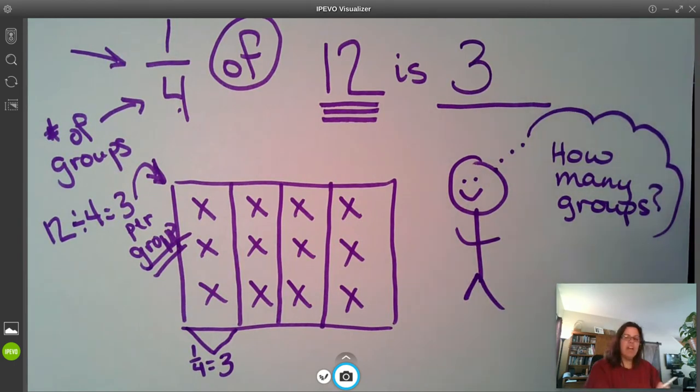So from here, you guys will head into Zearn or Khan or Splash Math to do a little practice. And don't forget, today's strategy was all about making an array in order to solve a whole number times a fraction.